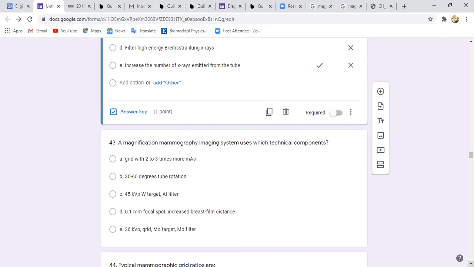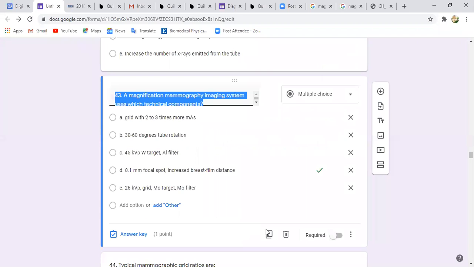Of course, when we're using magnification mammography, there is no need for a grid. We don't use a grid because if you're using a grid, what is it called, the air gap? The air gap is actually meant for the scatter to be reduced. So the air gap will take care of so many of those scatter. So it is D at 0.1.